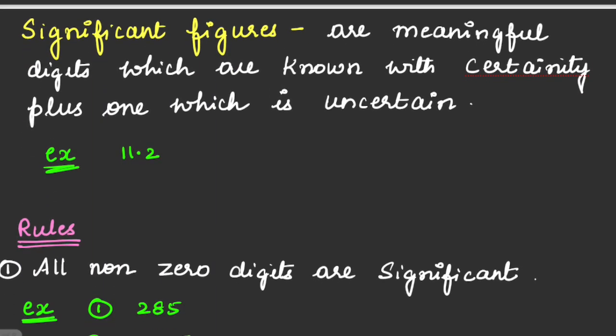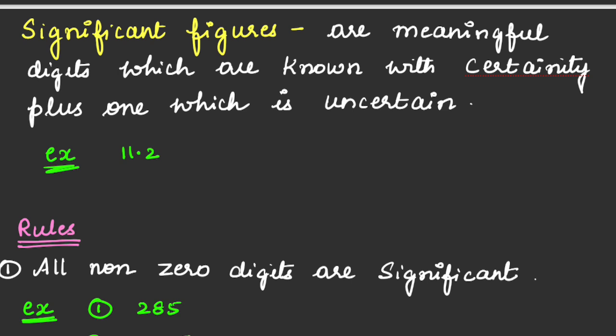So first, what is the meaning of significant figures? Significant figures are meaningful digits which are known with certainty. Certainty meaning is accurate, plus 1 which is uncertain. So what is the meaning of this significant figure? I'll tell you with one example.